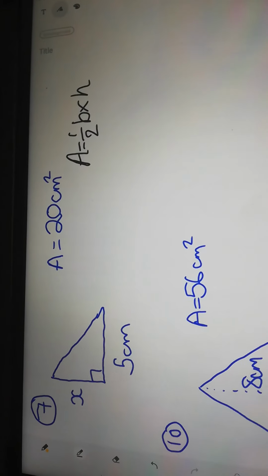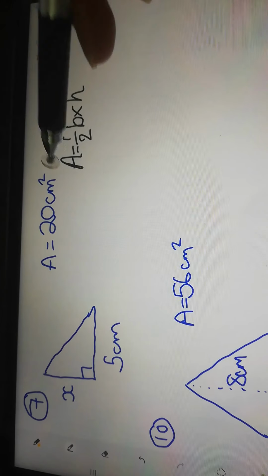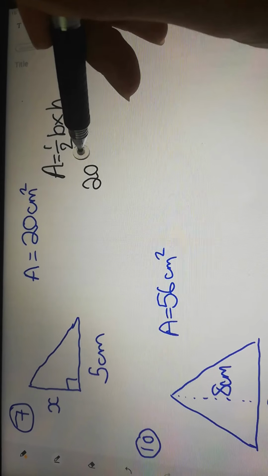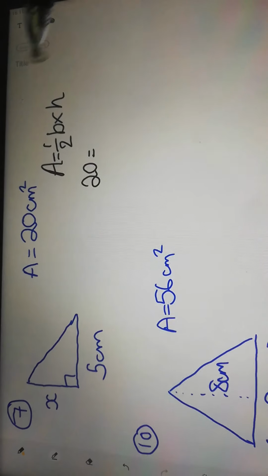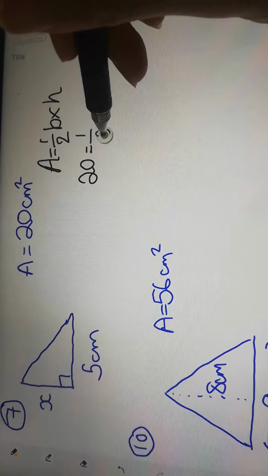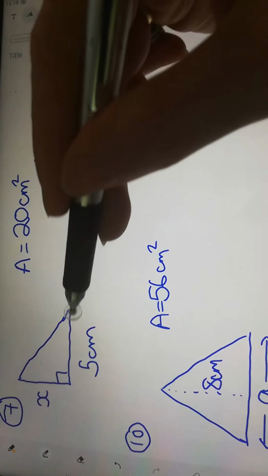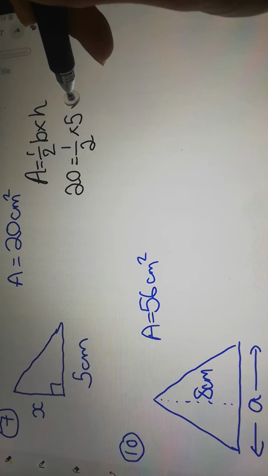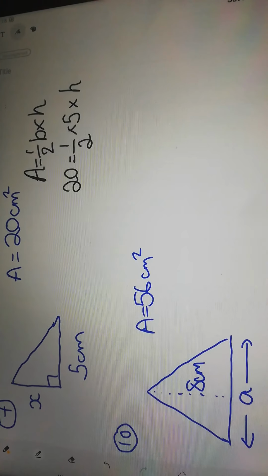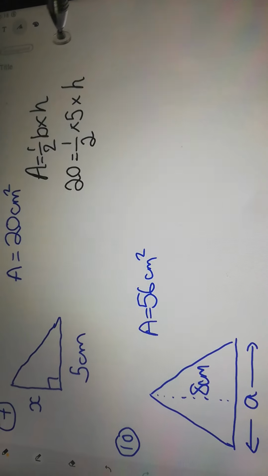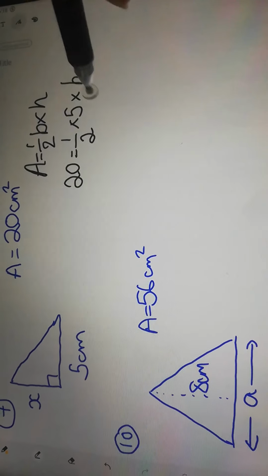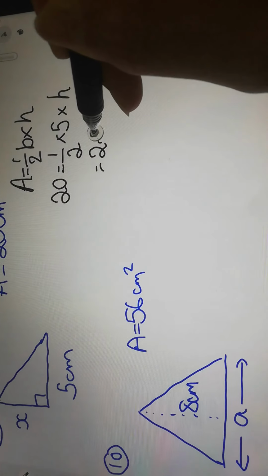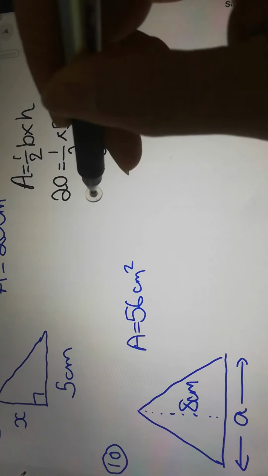Now, in question 7, we're told that the area of the triangle is 20. So rather than having that area, we could replace that with a 20. We've still got the half. Now, we've got the base and the height. The base is 5, so we've got half of 5, and then we're going to be trying to work out the height from there. Now, numbers are a wee bit awkward here, but we'll deal with it. What's half of 5? Half of 5 is 2.5. So we've got 2.5 times h is 20.